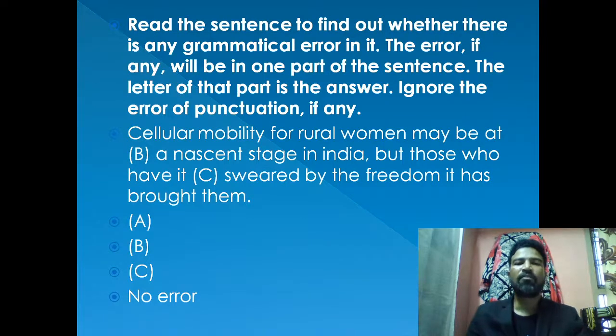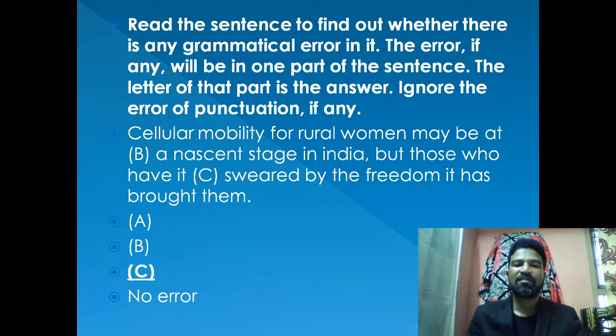Cellular mobility for rural women may be at a nascent stage in India, but those who have it swear by the freedom it has brought to them. So try to spot the error and which part of the sentence the error lies in, part A, part B, part C. Yes, the answer is part C, because "sweared". Remember, four forms of the verb swear: swear, swore, sworn, swearing.